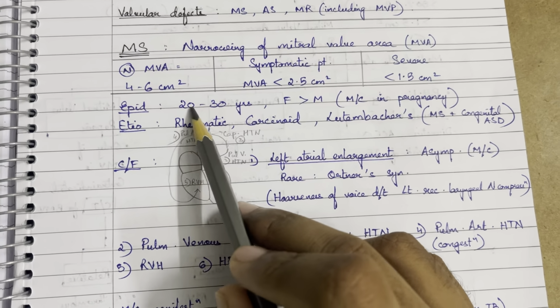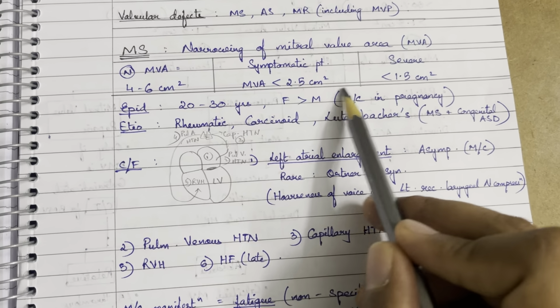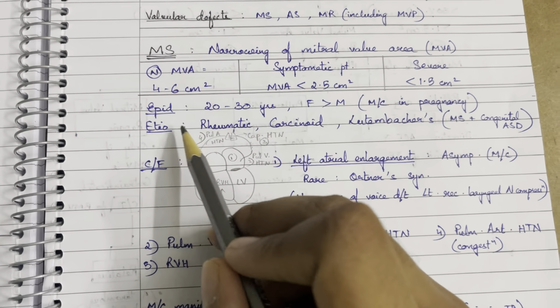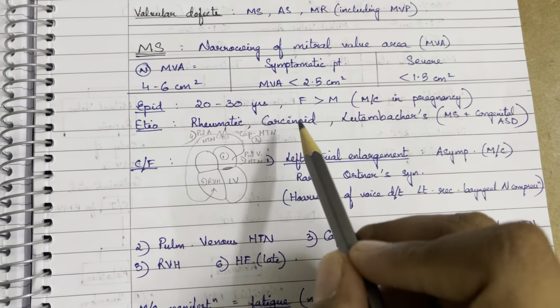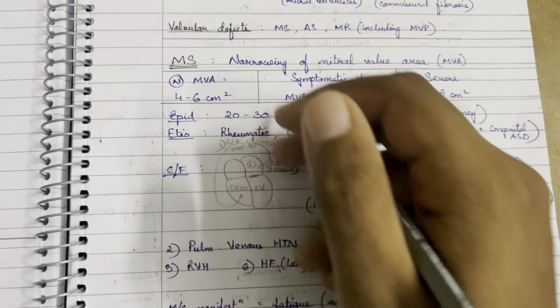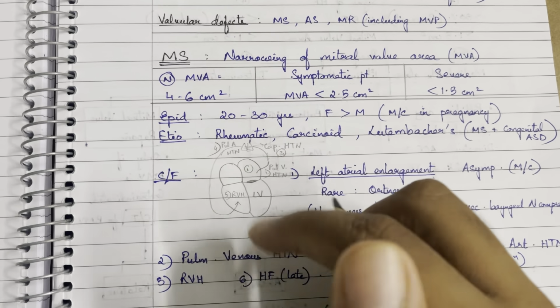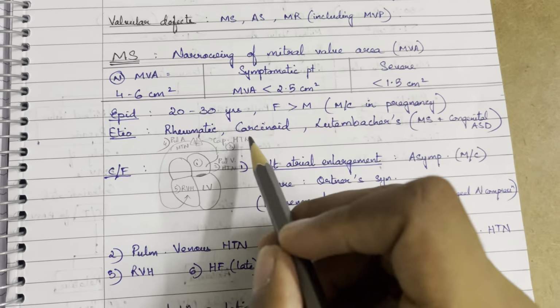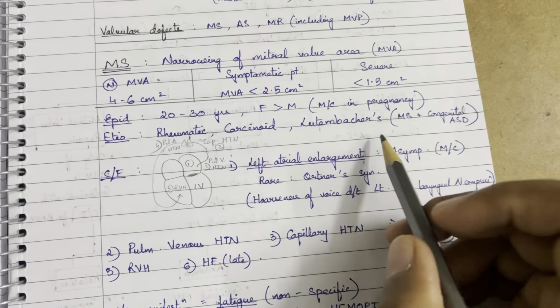So epidemiology. Young females are mostly affected, that too in pregnancy. In pregnancy it is considered severe. So etiology. You can have rheumatic causes, carcinoids. Basically the vasoactive amines secreted by the carcinoids can compress your mitral valve. So just remember like that: rheumatic fever, carcinoid, and Lutembacher's.